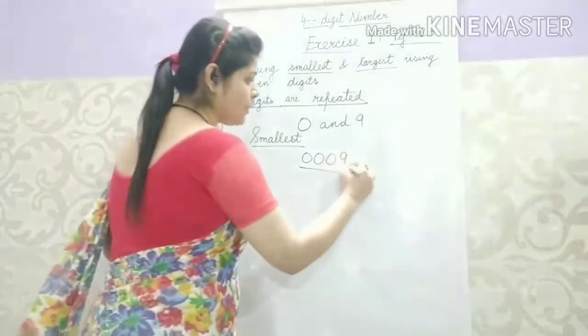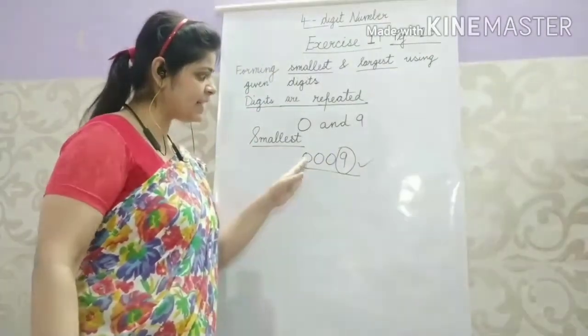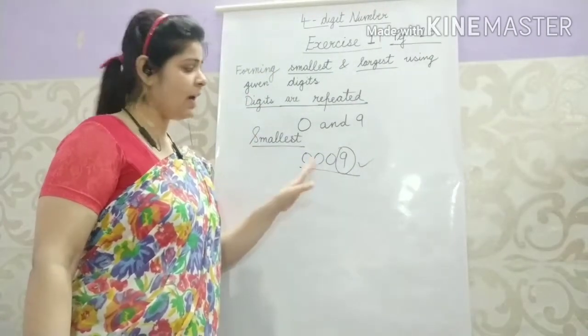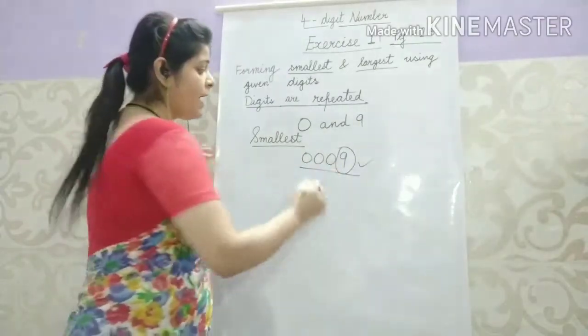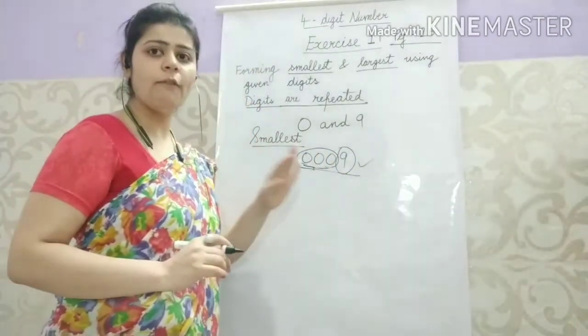You will read only 9. That this is 9. Okay? You will not read 0, 0, 0 and 9. No. It will be of no value. Beta, if the 0 is in front, it is of no value.